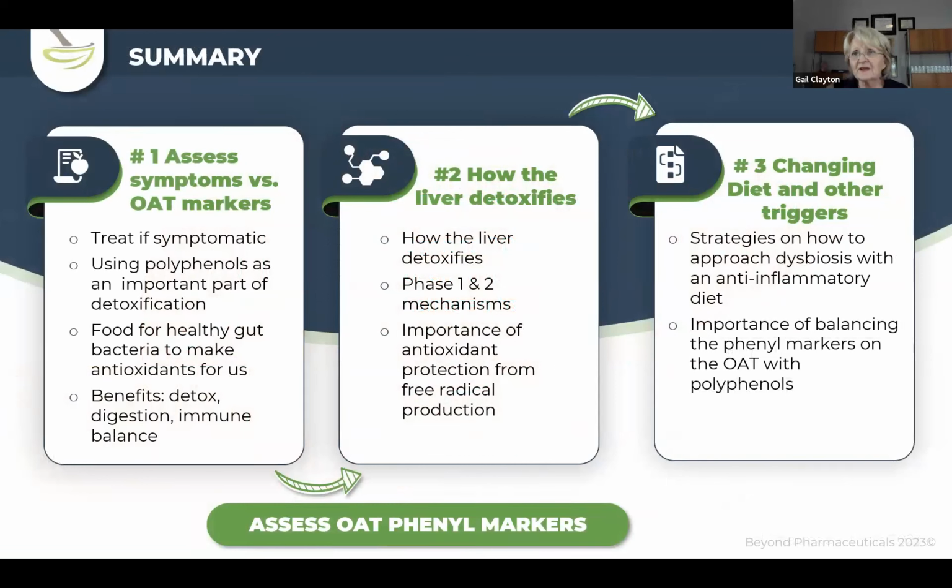So in summary, we want to assess the symptoms versus the OAT markers. We want to treat if it's symptomatic. Recently I had a patient that had an organic acid test, and D-arabinitol was very high, and D-arabinitol is very specific for candida. It's the only marker that has research behind it that pretty much identifies candida.